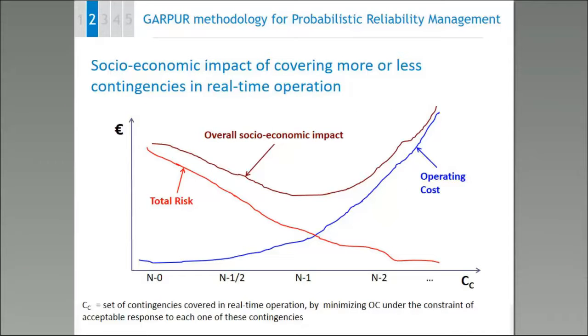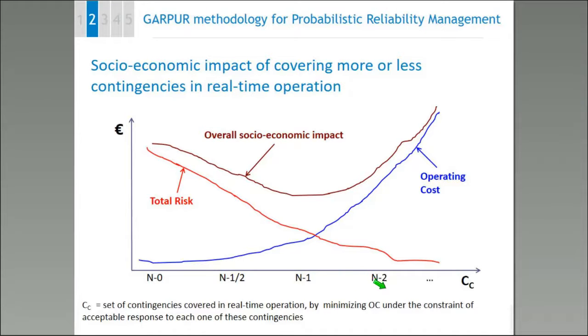So this is a sketch of the way one can view these two cost functions. In blue, we have the operating cost, and in red we have the total risk as a function of the set of contingencies that would be covered by the TSO in real-time operations. Suppose, for instance, the TSO applies the N-1 criterion, then this will lead to a certain operating cost, and there will be a residual risk because there are some contingencies which are not N-1, which still may happen, have a certain probability, and could lead to load shedding or other consequences which are monetized in this risk, which is the expectation of these values. Now, obviously, if you apply the N-0 criterion, the operating costs will be much lower, but the residual risk, of course, will be higher.